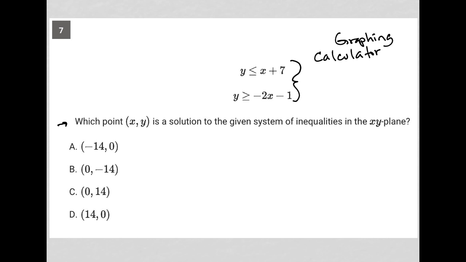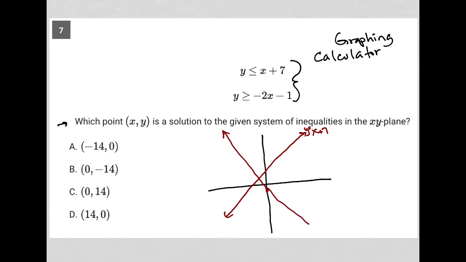And what I can see from my graph is that those are two lines, which we could have figured out before. I'm going to draw a graph here to represent it for you, but you'd be looking at your screen or your graphing calculator to see all this. I have a line that's kind of like here. That would be my y equals x plus 7. And then I have a line that goes through negative 1, so it's like that. And this is my y equals negative 2x minus 1.